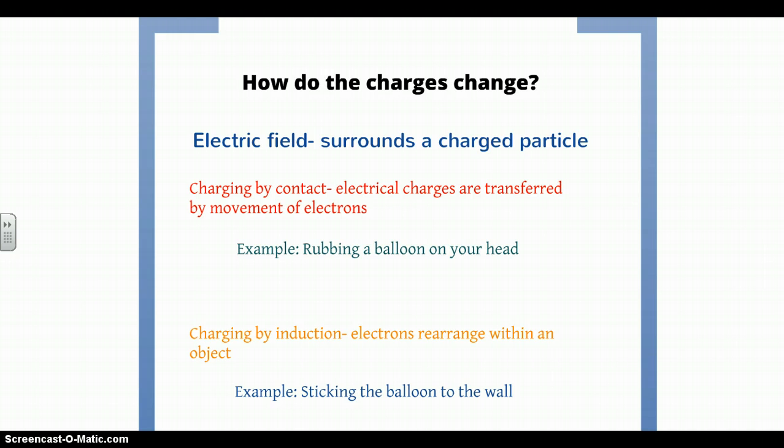Charging by induction, the electrons rearrange within an object. So in charging by induction, the electrons don't leave the object, they stay in the object, but they get rearranged in a different formation. An example is sticking a balloon to the wall.